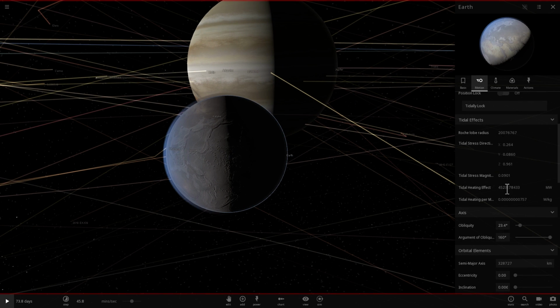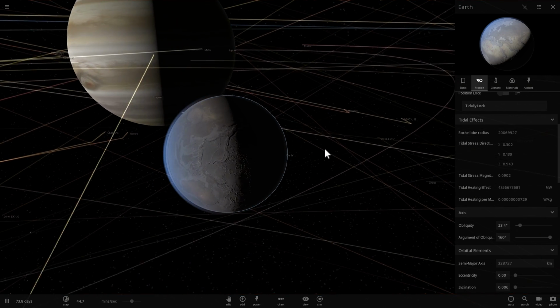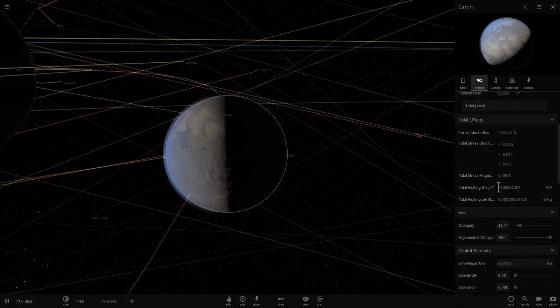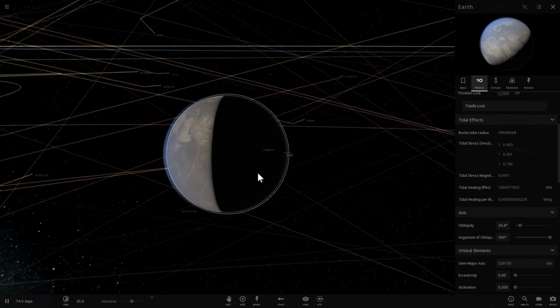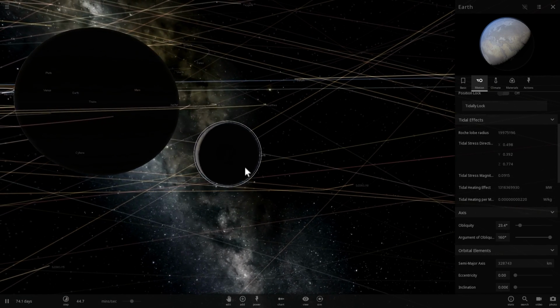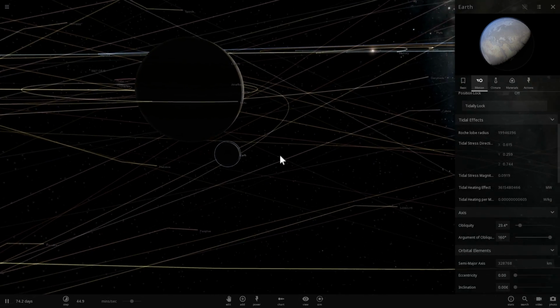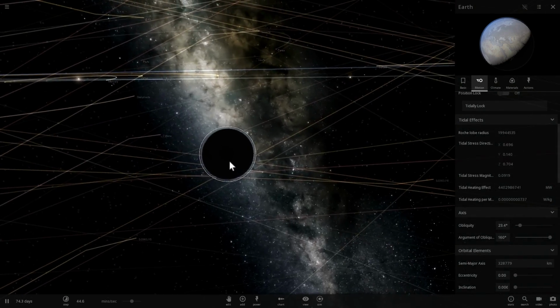Let's look at the number. The maximum number here is 4.5 billion megawatt. So just remember this, 4.5 billion megawatt. And this is essentially the tidal stress caused by various objects here. Depending on how far away from other moons we are, we will either experience much less tidal heating and tidal forces or much more.